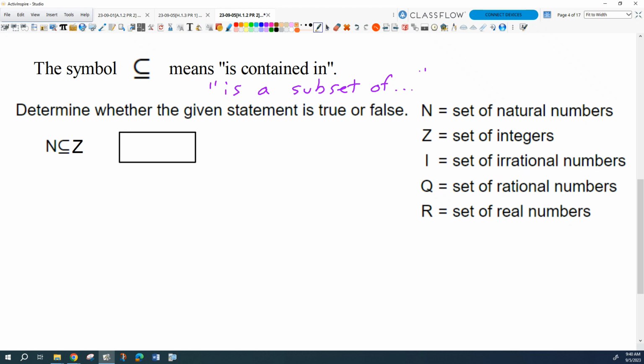Got to vote here. I want to see where we are. What do you think? Thumbs up or down, or sideways if you're just not sure what I'm talking about. Okay, so thumbs up. Good. It makes sense, doesn't it? The set of natural numbers is a subset of the set of integers, so it's completely contained in that set, so it's true. Okay.